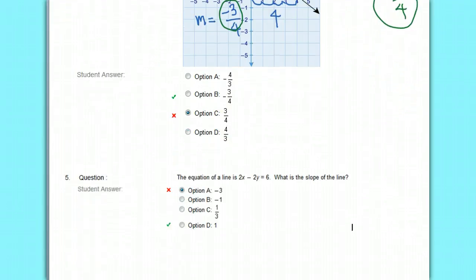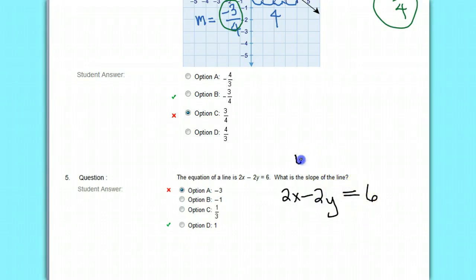All right, let's take a look at question 5. Question 5 says the equation of the line is 2x minus 2y equals 6. What is the slope of the line? Probably the easiest or the most straightforward way to do this one is to try to get the line into y equals mx plus b form. So that's what I'm going to try to do. So I have 2x minus 2y equals 6.